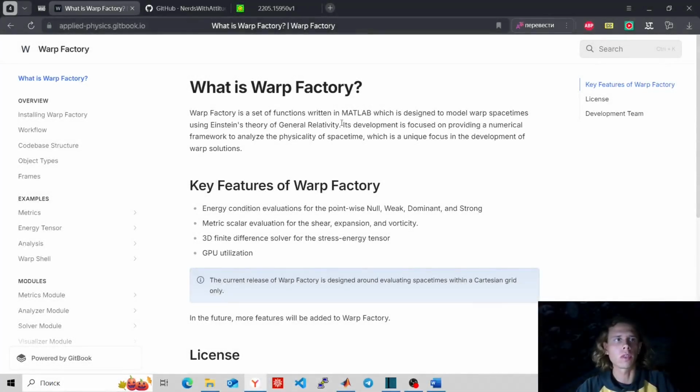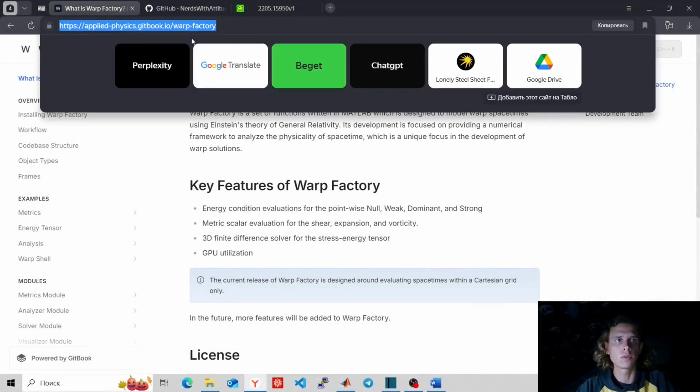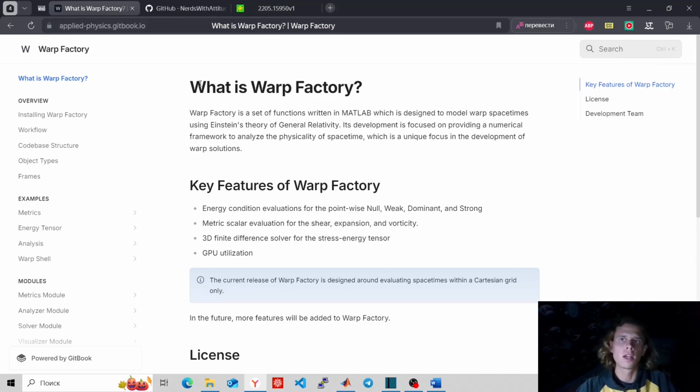And so let's take a look at Warp Factory. You have to go to applied-physics.gitbook.io/warp-factory, and here we are on this website. And what is Warp Factory? Warp Factory is a set of functions written in MATLAB, which is designed to model warp spacetimes using Einstein's theory of general relativity. Its development is focused on providing a numerical framework to analyze the physicality of spacetime, which is a unique focus in the development of warp solutions.